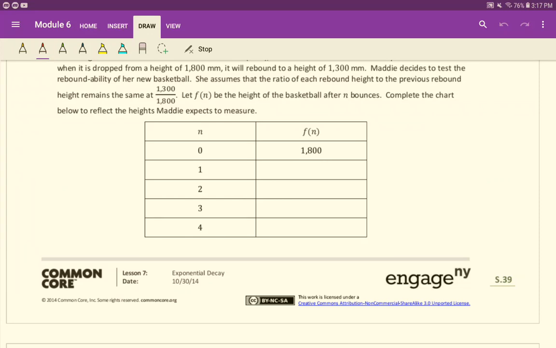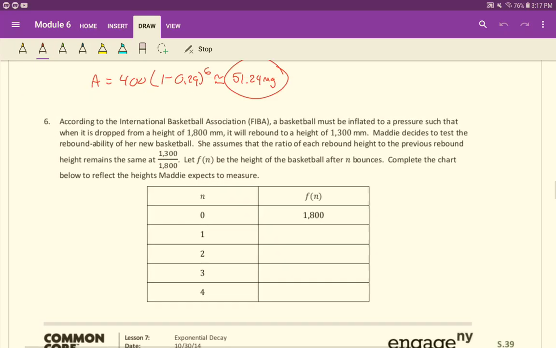Back here, this is going to be our final video for exponential decay here in Module 6. So let's take a look at what we've got.